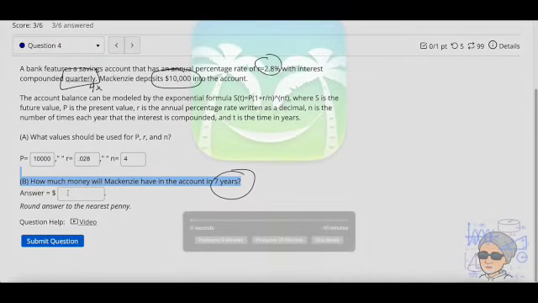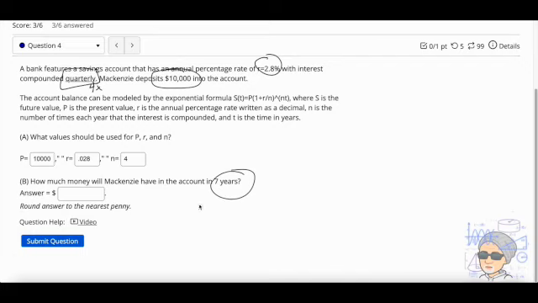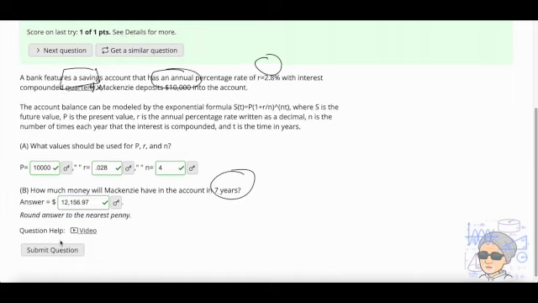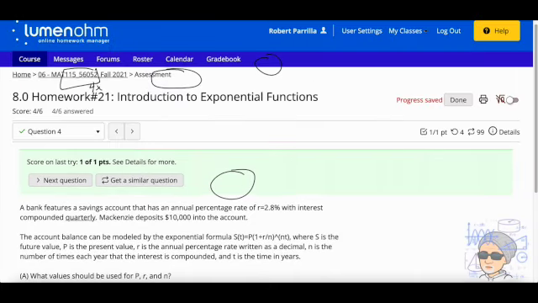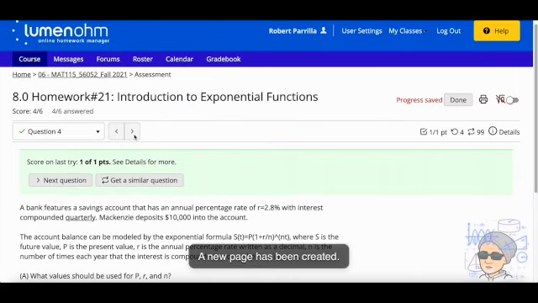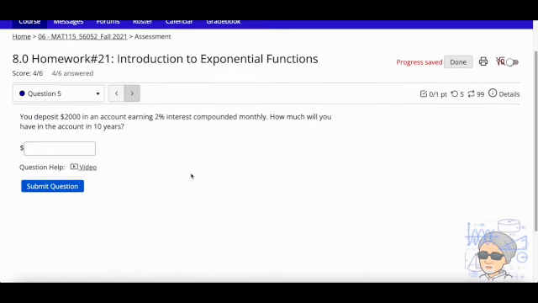We're just going to copy and paste it in here. I'm going to copy and paste that here. And hit the button. We got that right. Easy. Once you find the tool, just use the tool. Number 5. Okay. You deposit $2,000 into an account, earning 2% interest. How much will you have in 10 years?